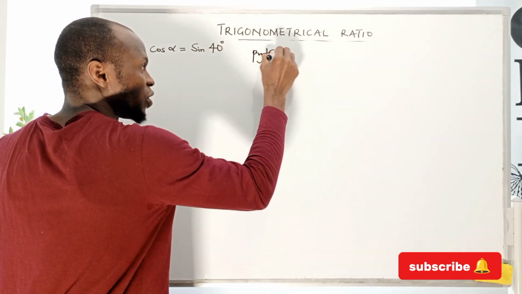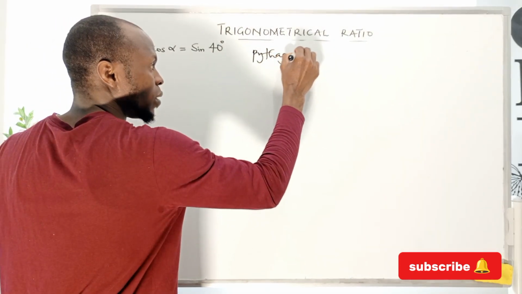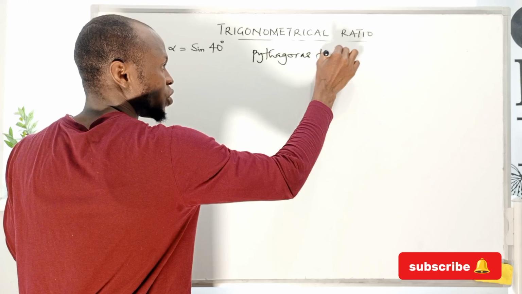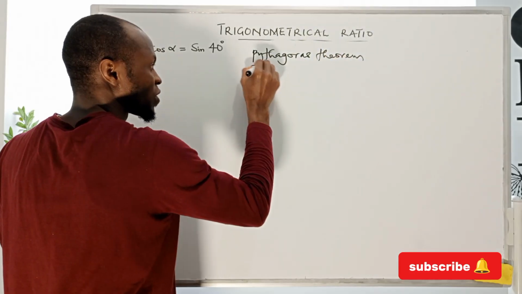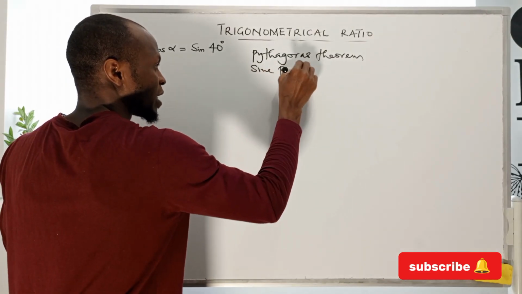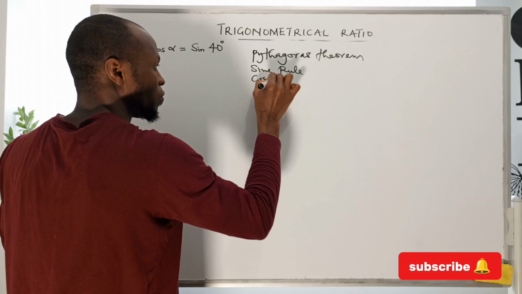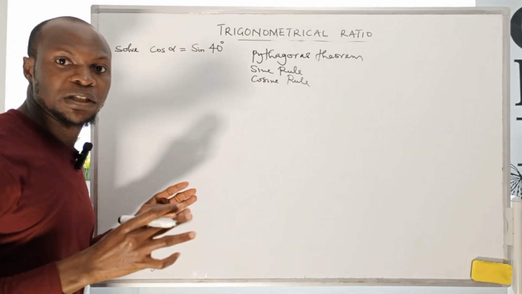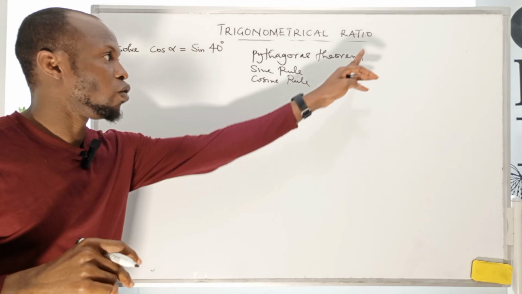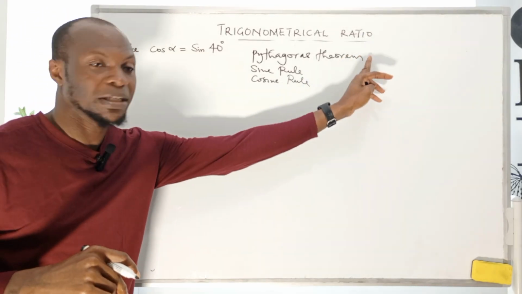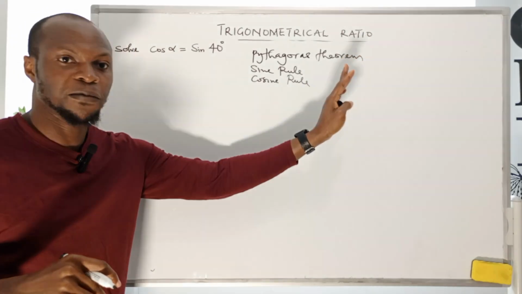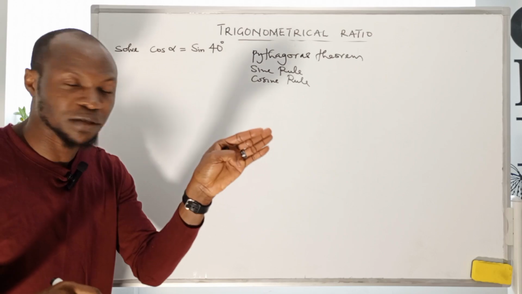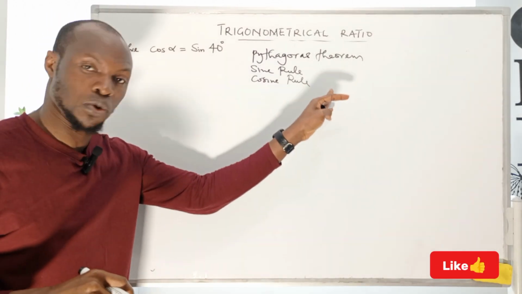We have Pythagoras theorem. We have what we call sine rule, and lastly, we have what we call cosine rule. Now, if you are given a right angle triangle, you can only use trigonometrical ratio and Pythagoras theorem. Now, if it is any triangle other than a right angle triangle, you're going to use either sine rule or cosine rule.